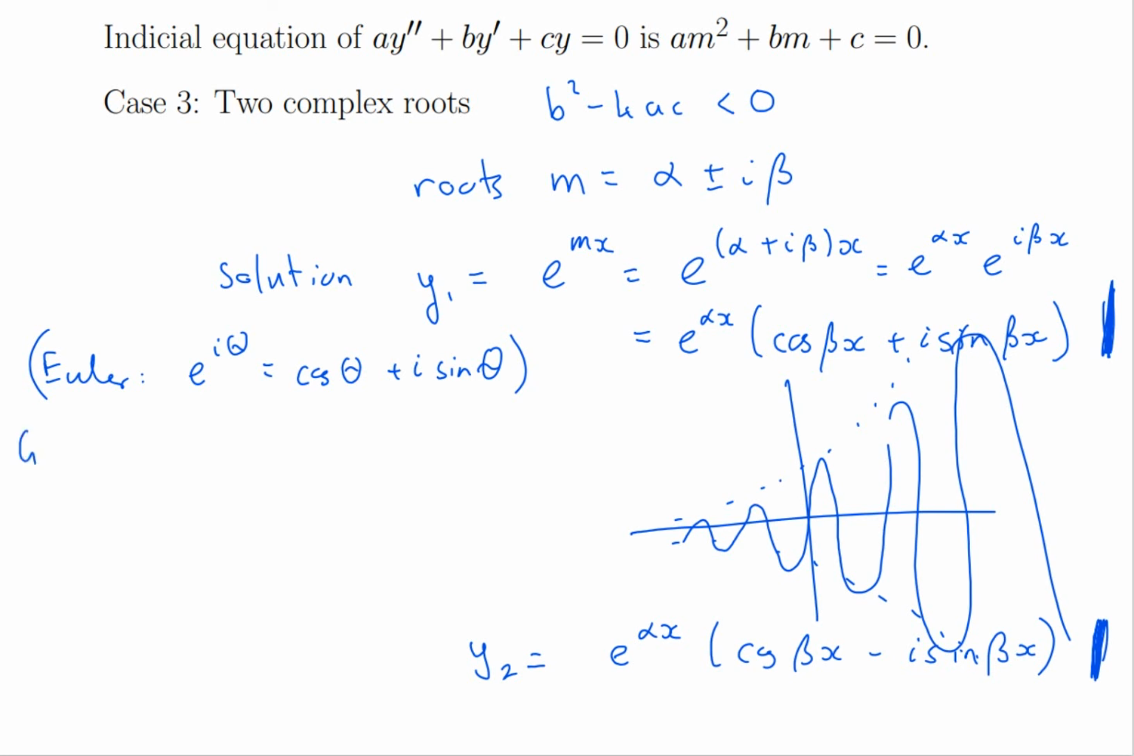So the general solution, in real form, would be c1 e to the alpha x cos beta x. That's the one I get by adding those two solutions and dividing by 2. And if I subtract them and divide by 2i I get the sine beta x. So there we go.